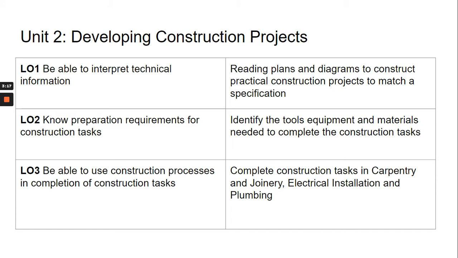Unit 2 is about developing construction projects. It's what we refer to as the practical element. We will study 3 different practical elements here in school: carpentry and joinery, electrical installation, and plumbing. Each one is assessed separately and will be graded on a number of different aspects: how well you plan something, how safely you work, how well executed it is, and how well evaluated it is.